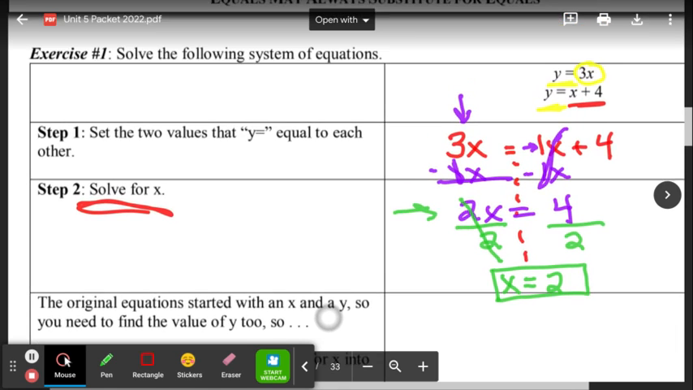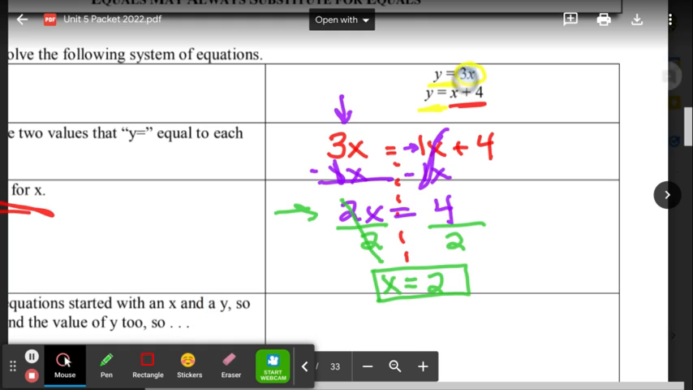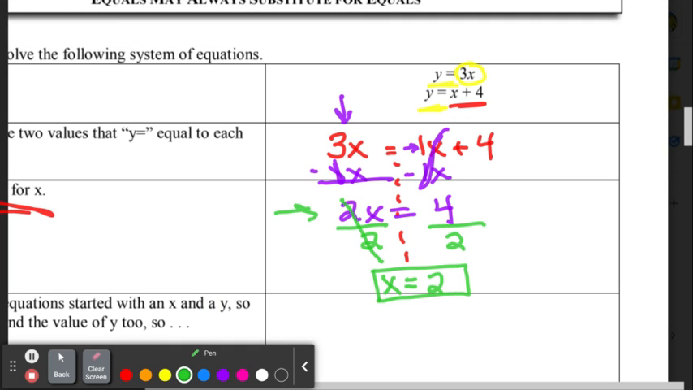So let's go back up to the top. Our originals are right here. You're going to pick one. It doesn't matter which one you pick. Pick the easier one. I'm going to go for the top one, y equals 3x. And I'm going to write it down here. y equals 3 times x.